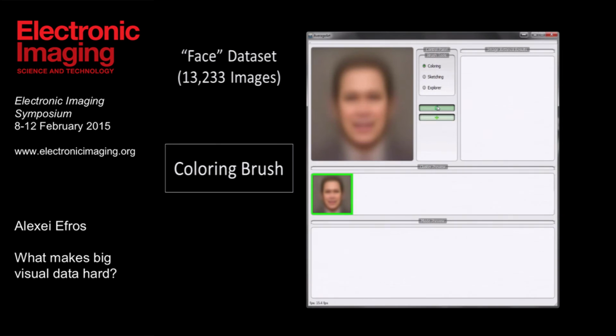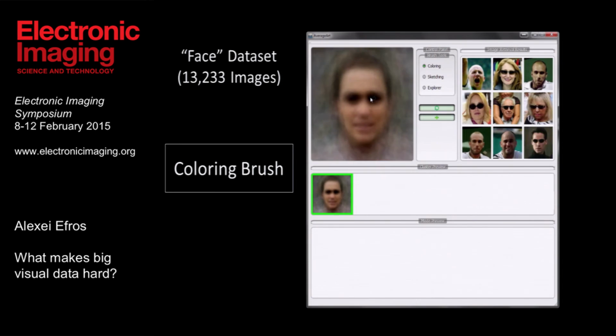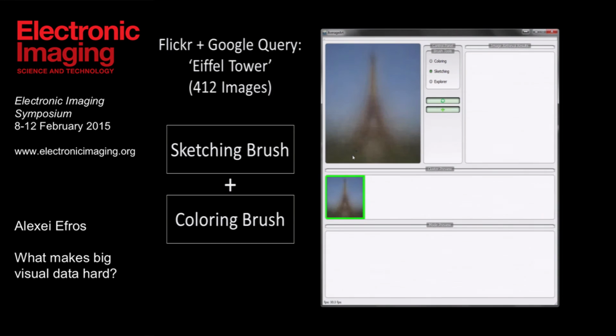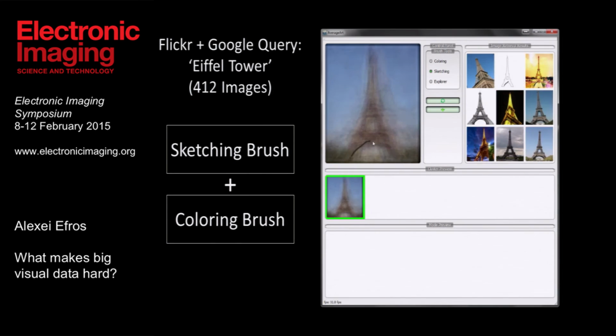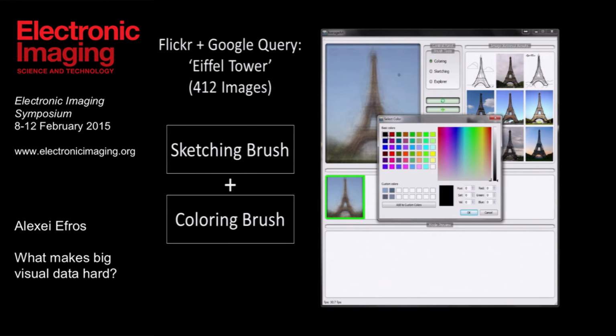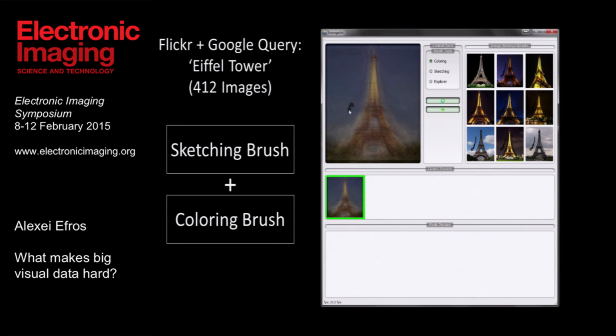The other is a coloring brush, where you say, I want to pick a color. Let's say I want to paint this black, okay? And guess what? It finds you people with sunglasses, right? So again, this is a very simple kind of constraint, and you can combine the two. So for example, here we can use the sketching brush again to refine our Eiffel Tower, and then we can say, how does it look at night? Well, let's just paint the sky black and see how it looks at night. Look at that, right? A very simple interface.